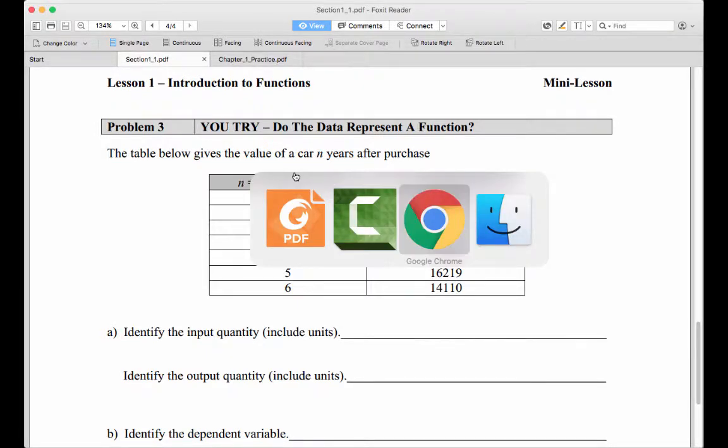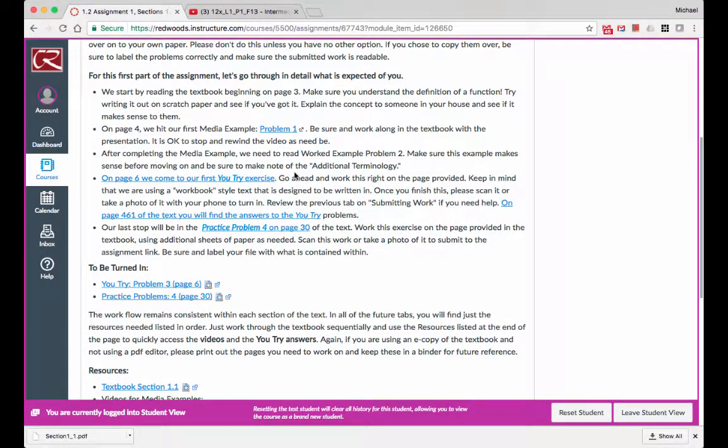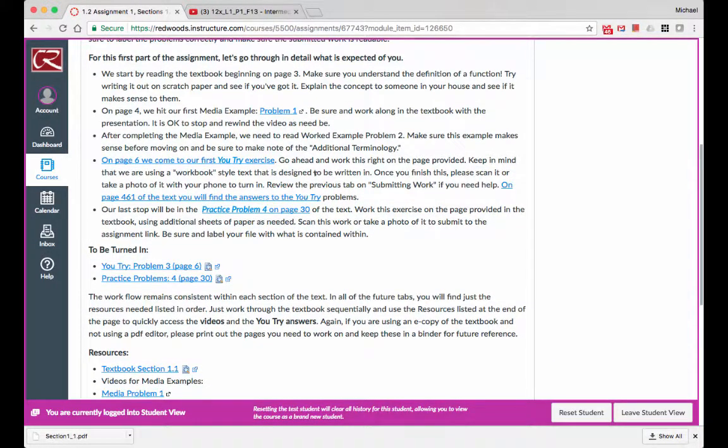Go back over here to our browser for a minute, and we hit our first "You Try" exercise. You need to go ahead and work these right on the page. Keep in mind that this is a workbook-style textbook and it's designed to be written in. So I'm expecting you to actually write your solutions up right on the pages of the book. You're going to be scanning this in along with the rest of your assignment to be turned in.